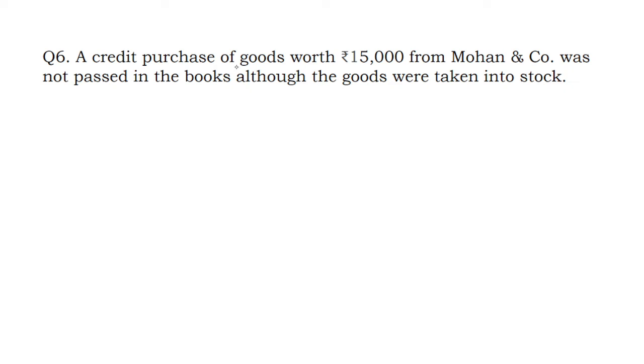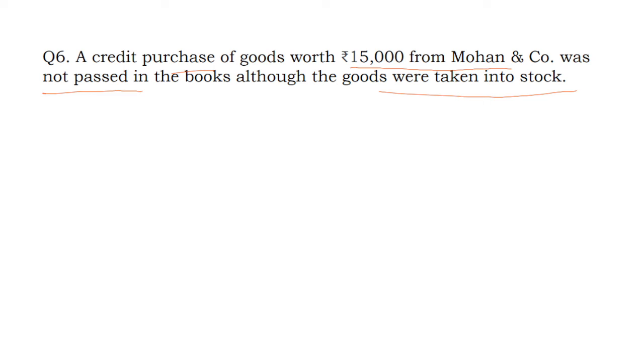A credit purchase of goods worth rupees 15,000 from Mohan and company was not passed in the books. Same entry, a credit purchase of goods was not passed in the books. So simply it is a simple journal entry only, a simple purchase journal entry. Pushpa madam was asking for one class on journal entry. Actually this question number 6 is just for journal entry only. There is no correction required. Simply it is a journal entry.